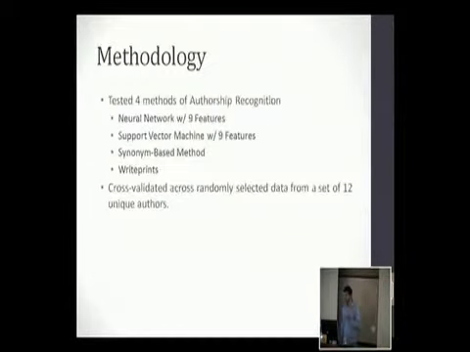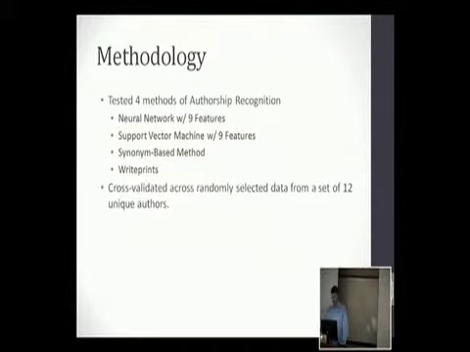Now, to go into the methodology a bit more, we looked at 4 different methods of stylometry. The first 2 were straightforward machine learning methods that use these 9 different unique features to measure a general print of someone's writing style. The third method was a synonym-based method that only looked at the word choices you make in your writing style. And the fourth is Writeprints, which we consider to be the current gold standard for stylometry. It's very comprehensive, using thousands and thousands of features, using a fairly complicated system which I'll go into in a little more detail in a few slides, to analyze the writing style and come up with what they call Writeprints of the authors.